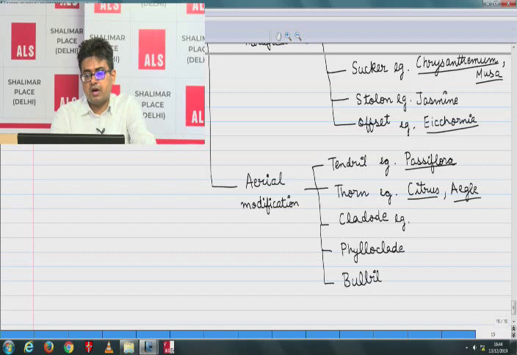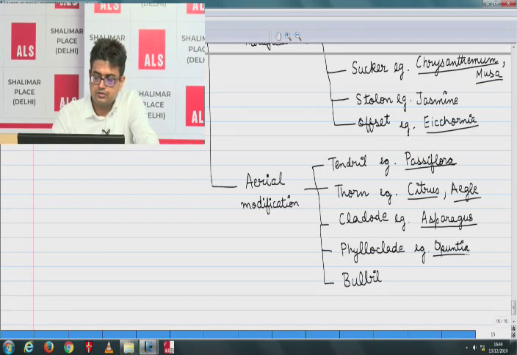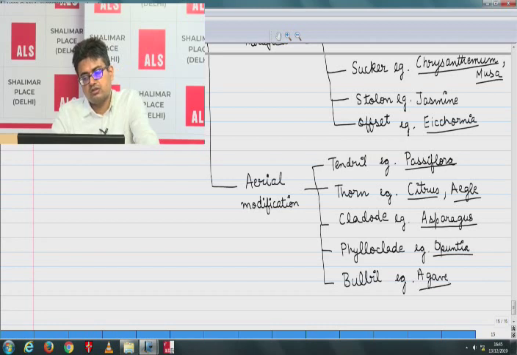Cladode of asparagus. Asparagus should be fine. Phylloclade. What is the example of phylloclade? Opuntia. Opuntia everybody knows, cactus. Bulbil. Very good example is Agave americana or any agave variety.